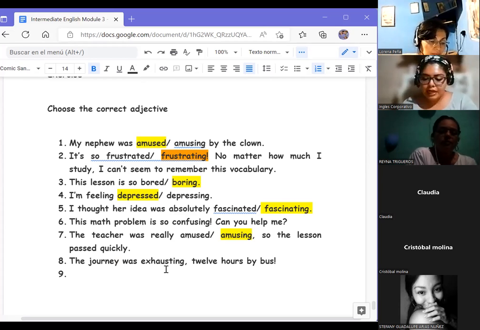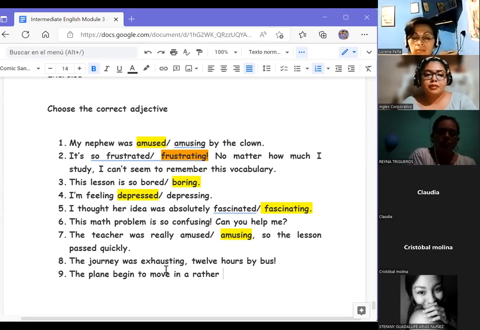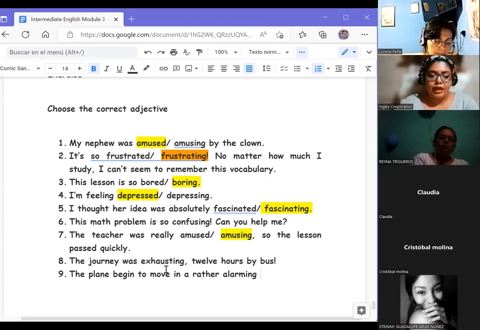Nine, the plane began to move in a rather alarmed or alarming way. The plane began to move in a rather alarming way. Alarming.